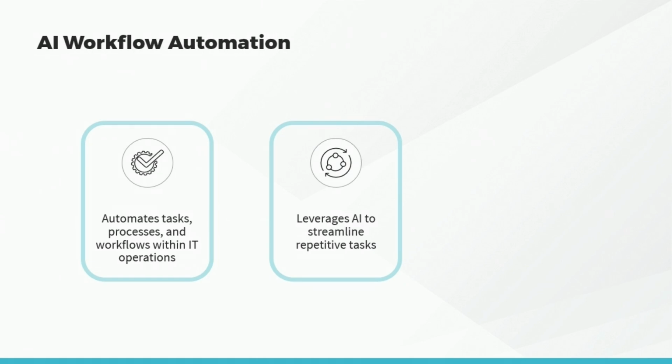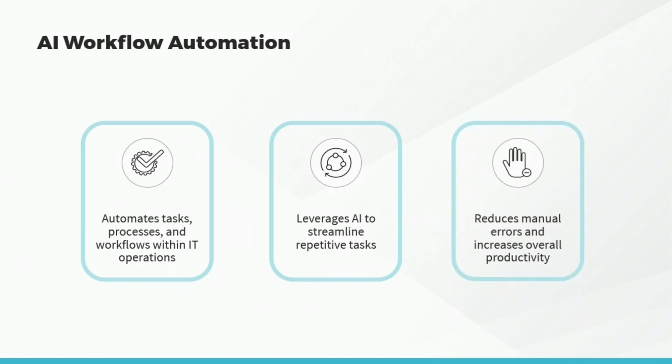Harnessing the power of AI technologies like machine learning and natural language processing means that organizations can intelligently automate their workflows, allowing IT teams to focus on higher value strategic initiatives. And this results in increased productivity and improved resource utilization across the board. And automation eliminates the risk of human error that's inherent in manual processes, and that leads to higher accuracy and reliability in IT operations.